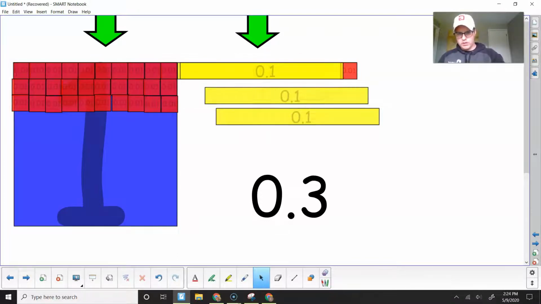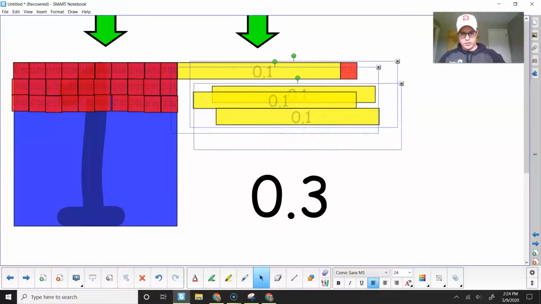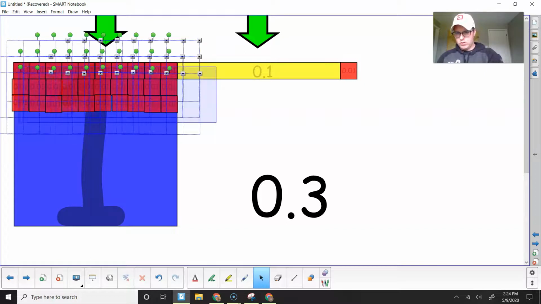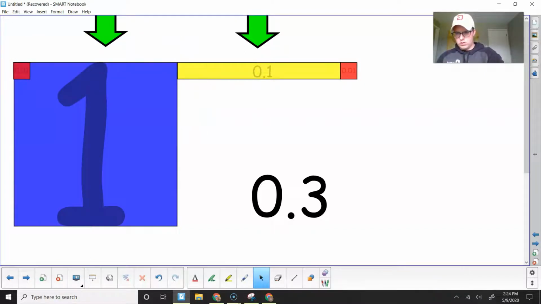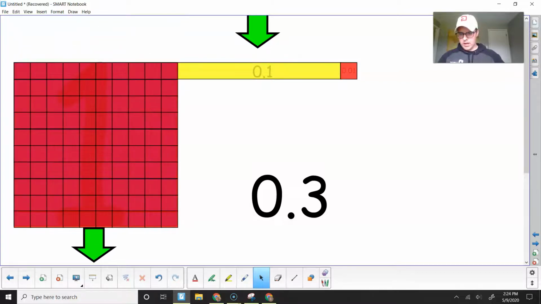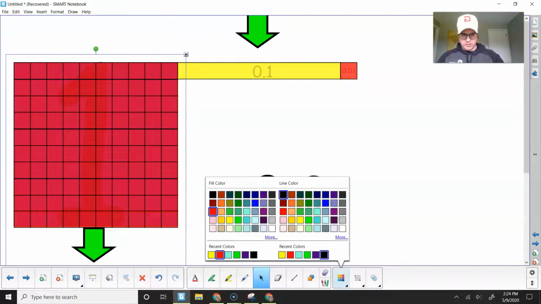Well, we can keep going over and over and over all the way till we get to 100, or I can show you. If I have one of those and I do it 100 times, it'll look something like this. 100 hundredths.